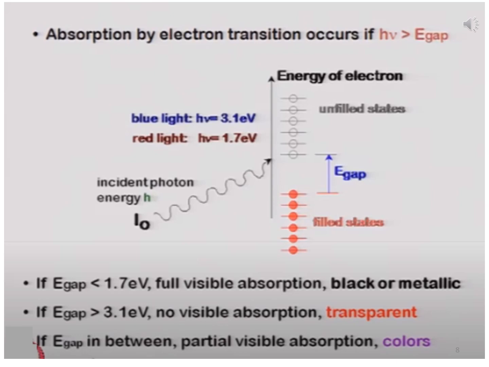So if there is a different band gap, then the color that appears will be different. On the basis of band gap, we can observe the color of a material, and the band gap is determined by the size of the material.